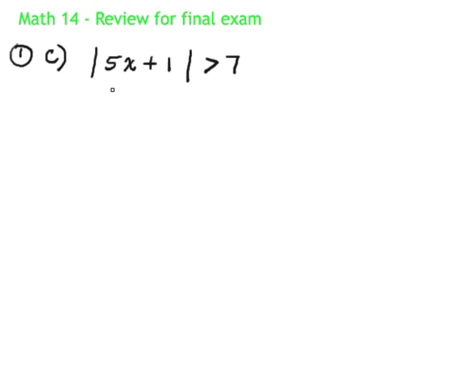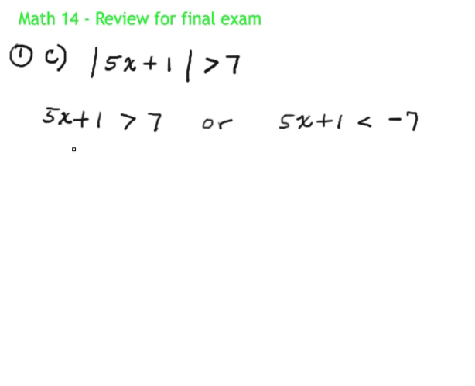If the absolute value of something is greater than 7, that means that that something is either greater than 7 or less than minus 7. So that's how we open up these absolute values. We say that 5x plus 1 is greater than 7, or 5x plus 1 is less than minus 7.